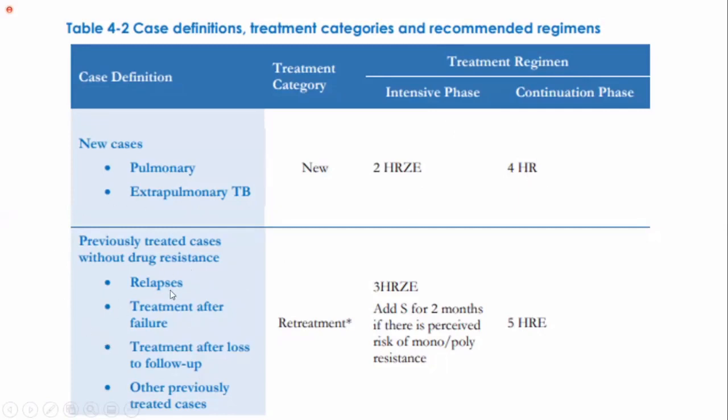But then there are treated cases. So the patients who have been treated, and some can come with a relapse, and some can come with failure after treatment, and some can come who have been lost to follow-up. So all these things have definitions which you will be introduced to. Otherwise, if you read this book that I'm going to share, you can learn all this. So for these groups, there are different phases. The intensive phase is 3 months of isoniazid, rifampicin, pyrazinamide, ethambutol, and then there will be a continuation of 8 months. And sometimes you will add streptomycin into the intensive phase in some of these scenarios.